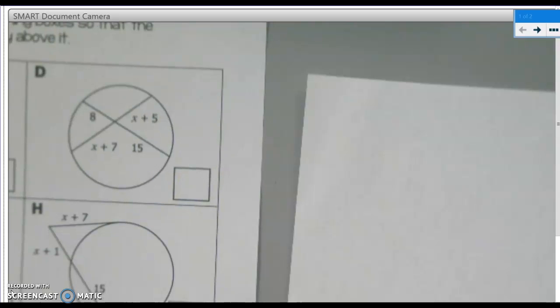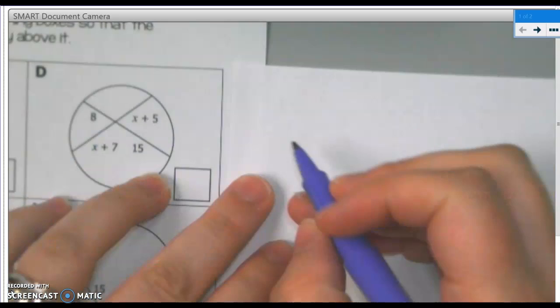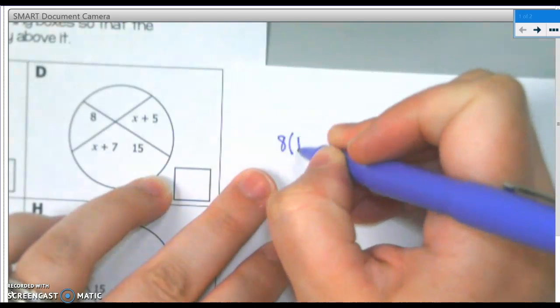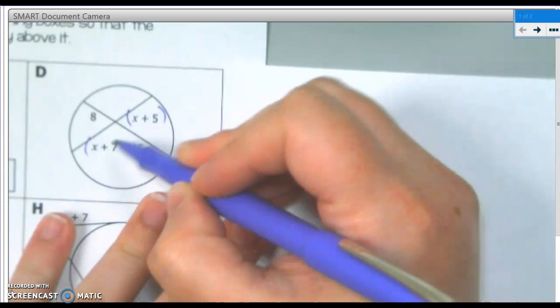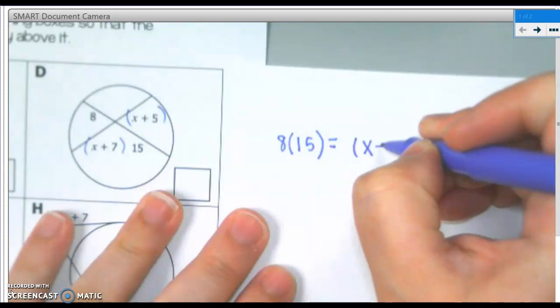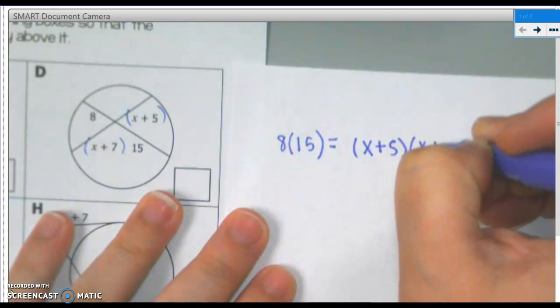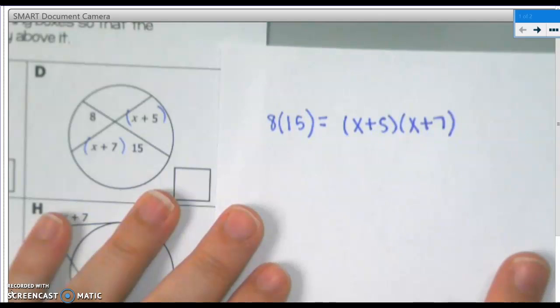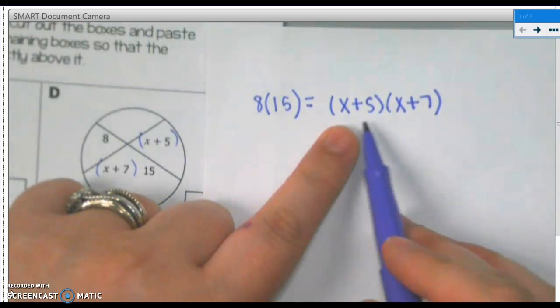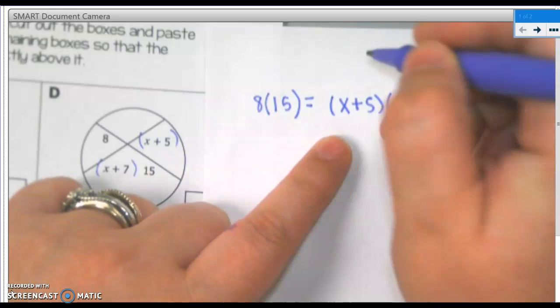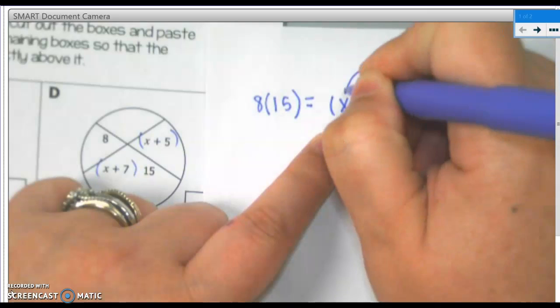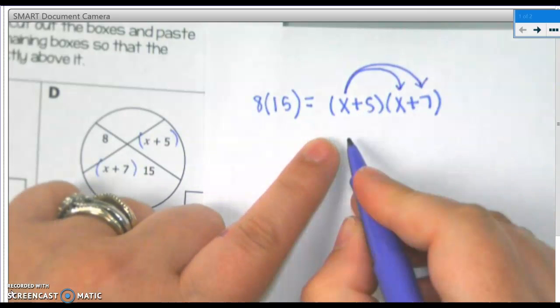Problem D is two chords. So you have to multiply the two pieces of the chords together. So 8 times 15 equals, now when you go to multiply these together, that's going to be x plus 5 times x plus 7. The way you have to multiply x plus 5 times x plus 7 is either with FOIL or doing the box. I like the box method, but FOIL is a little bit quicker, so I'm just going to do it that way for this video.